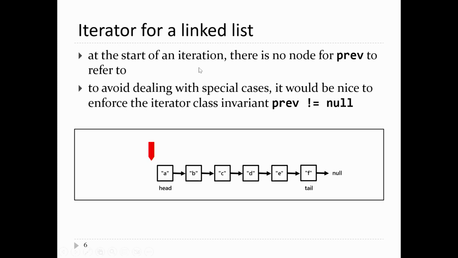Okay, so at the start of the iteration, there's obviously no previous node. Now, when you start to implement the iterator class this way, if you set previous to null, you're going to fairly quickly realize that you're always worrying about a special case. You're always checking whether previous is not null, because you're going to be using previous to move to the next node. I want to avoid doing that if I can.